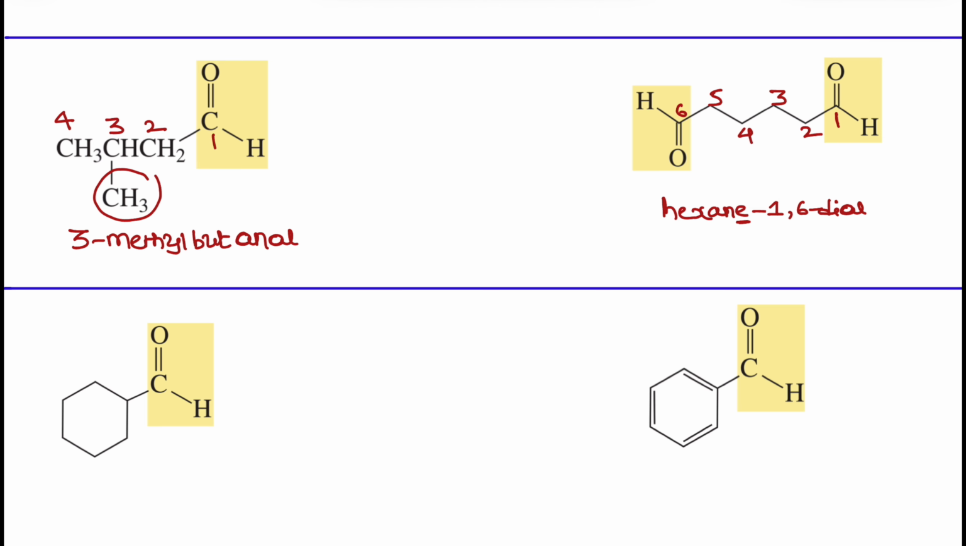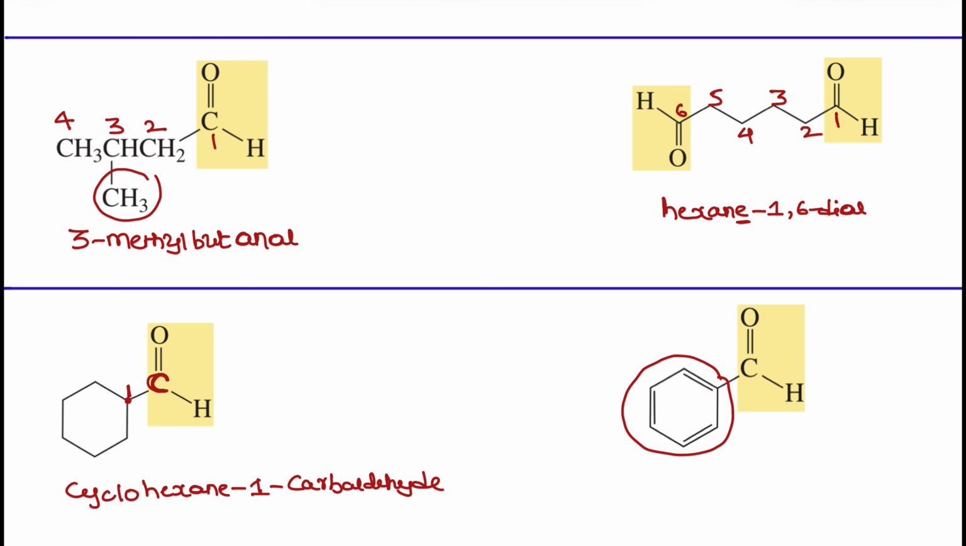And most importantly, chain terminating functional group is directly attached to the ring system. This carbon cannot be included in the longest chain. Therefore, of course, this is the first carbon. It is a cyclic, so it is a cyclohexane. First carbon of that cyclohexane, there is aldehyde, but that carbon could not be taken into the longest chain. Therefore, we are using special suffix, that is carbaldehyde. Same thing, this is benzene carbaldehyde.